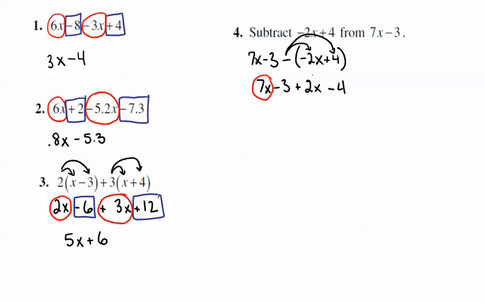We have our x terms, a 7x and a 2x, which give us a 9x. And then we have a negative 3 and a negative 4. Remember, when you add two numbers with the same sign, you add the numbers, keep the sign. So that's just 3 and 4 is 7. Keep the sign, negative 7. And with that, we're done with number 4.